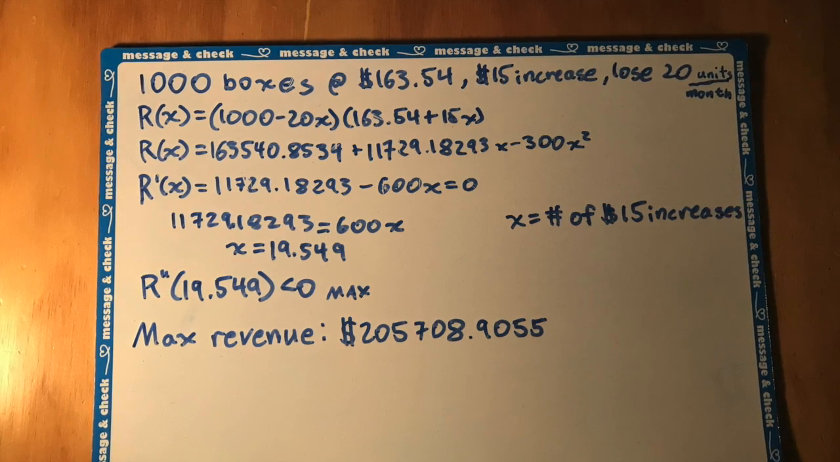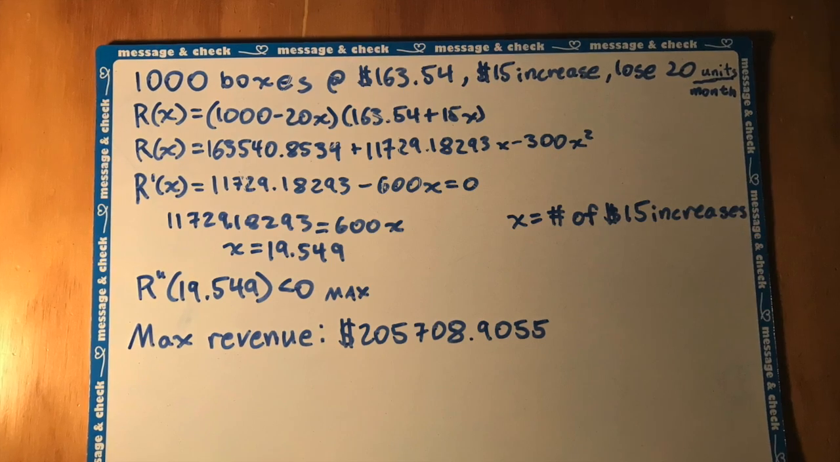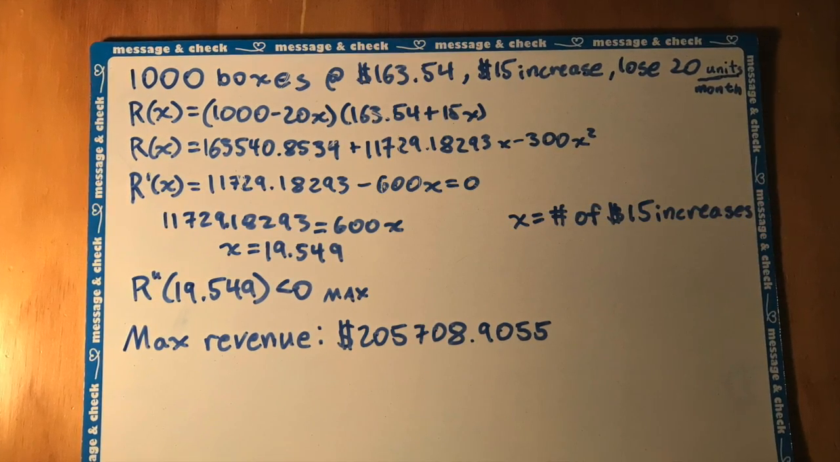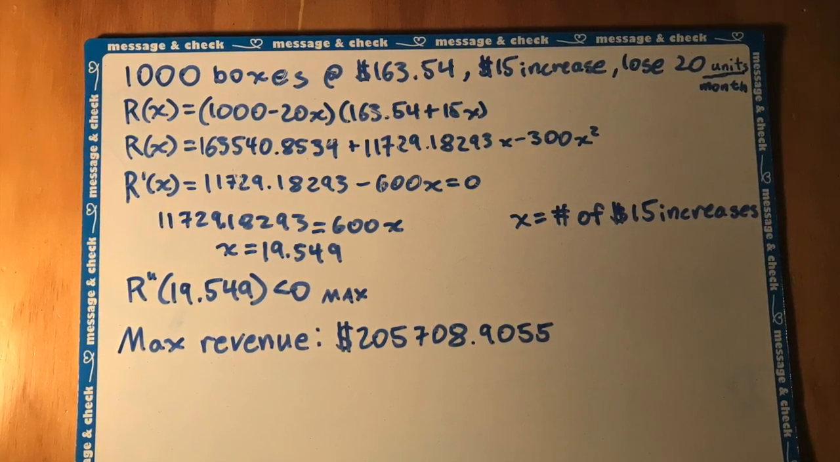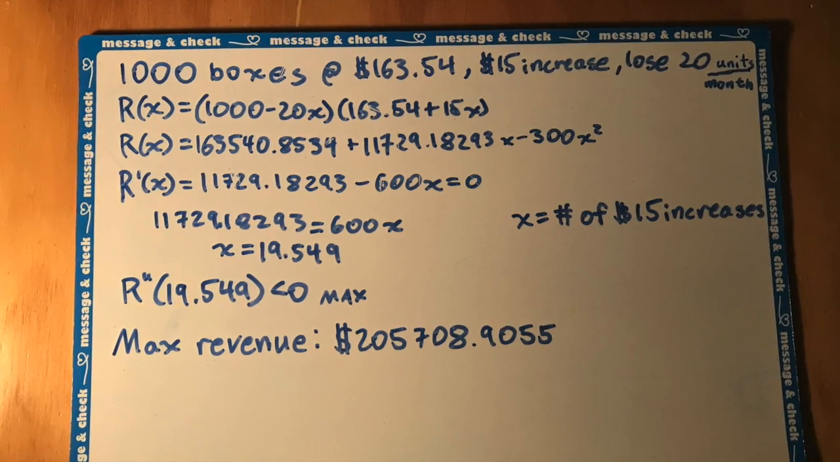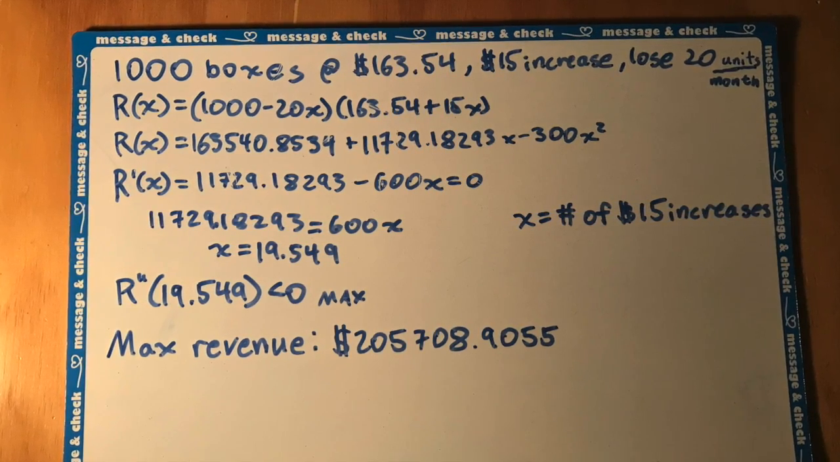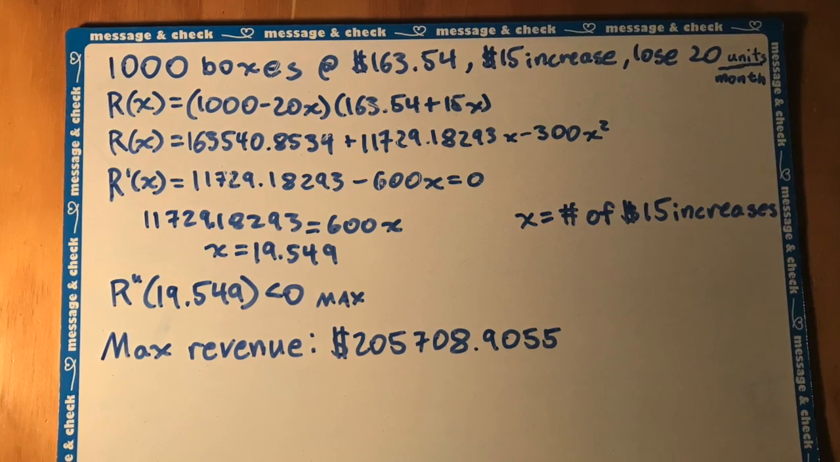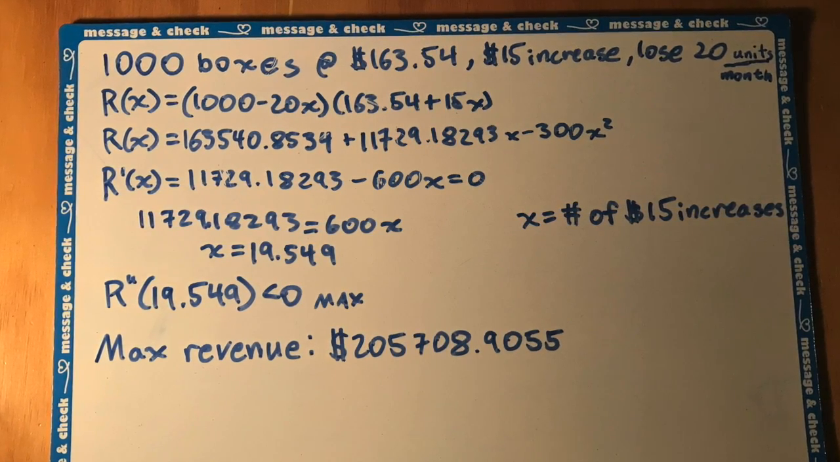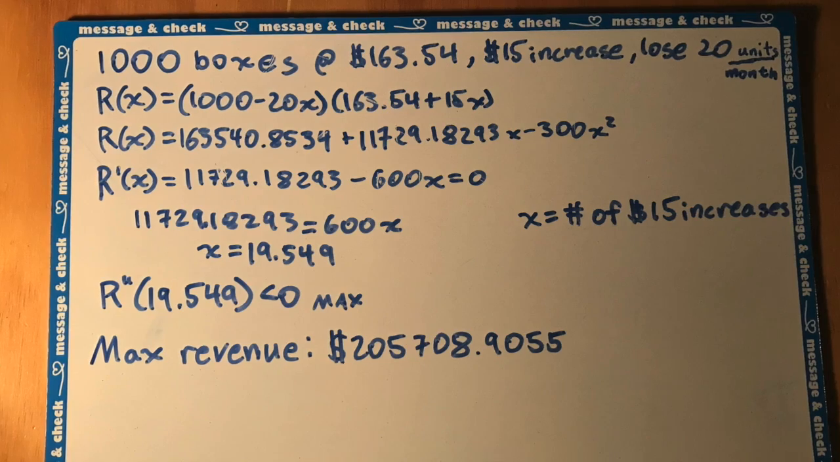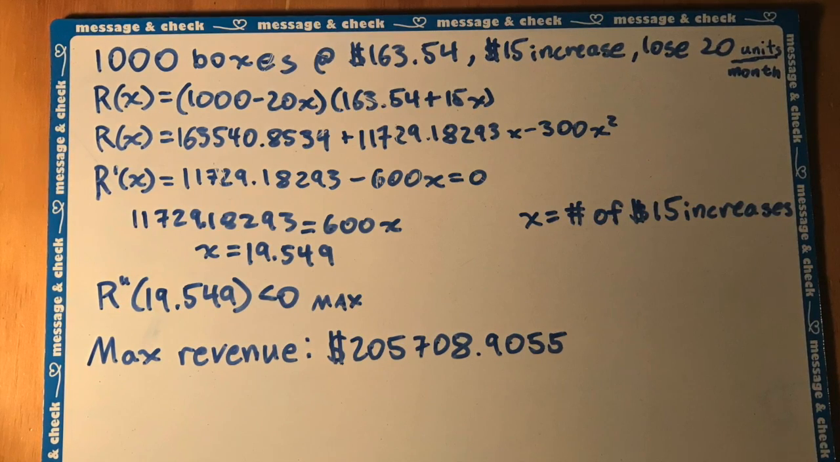Let's say we sell 1,000 boxes. We find that equation, find the first derivative, and get x equals 19.549, where x is the number of $15 increases. We can make sure that x is the maximum using the second derivative test once again. Finally, we can get our max revenue by plugging it back into the original equation.